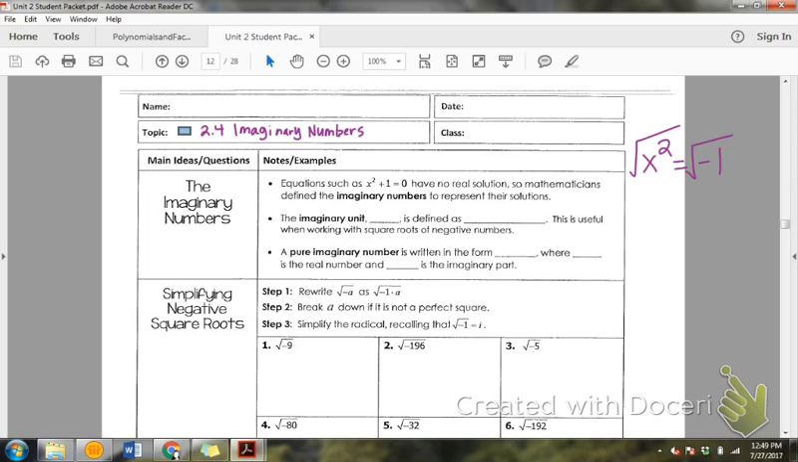Okay? So what happens, the imaginary unit, we're going to use the lowercase i, is defined as the square root of negative 1. So the imaginary unit i is defined as the square root of negative 1. This is useful when working with square roots of negative numbers, so when we get a negative number, we can go ahead and keep going.